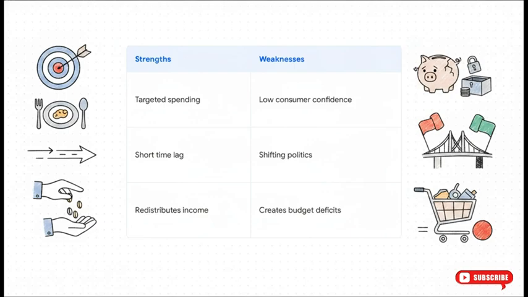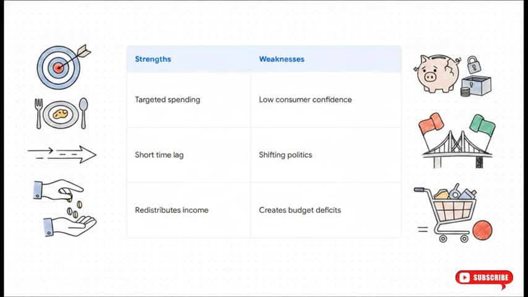But the weaknesses are very real too. Human psychology plays a huge part. If consumer confidence is low during a crisis, a scared, pessimistic public will probably choose to save their stimulus money under the mattress rather than spend it. That drastically shrinks the marginal propensity to consume, totally neutralizing that magical multiplier effect we talked about.